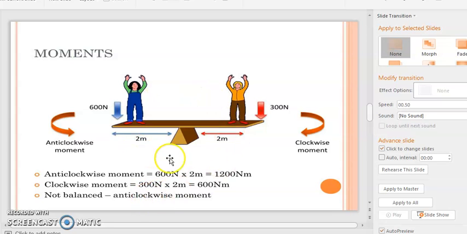So this is what is meant by anti-clockwise and clockwise movement. The one on the right hand side is clockwise movement, the one on the left is anti-clockwise movement. And how to calculate is F times D, where your force is 300 N and your D is 2 m. So this is what's meant by moments of force. Let's go to the next one.